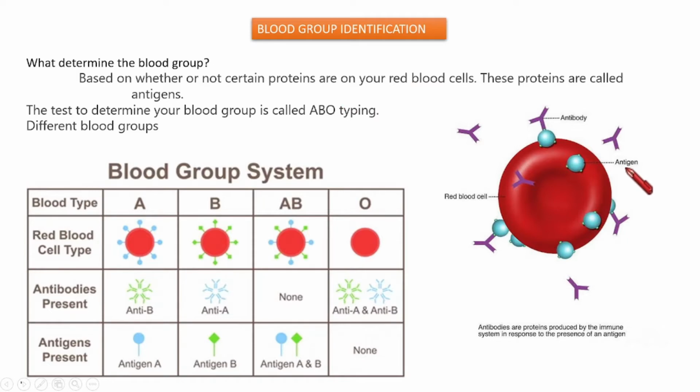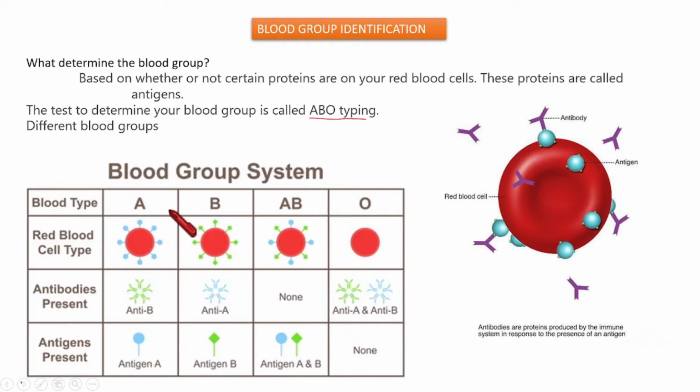And in that person's plasma, there will be antibodies present. So, antigen and antibody. These are the main factors that help us to understand the blood group. The test to determine your blood group is called ABO typing.